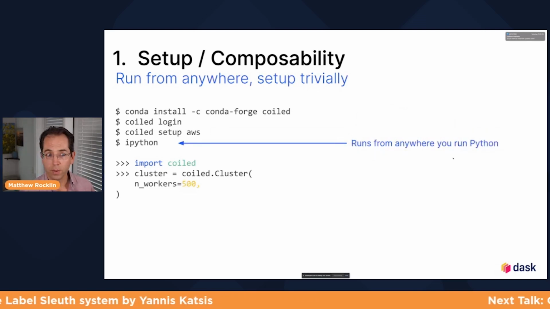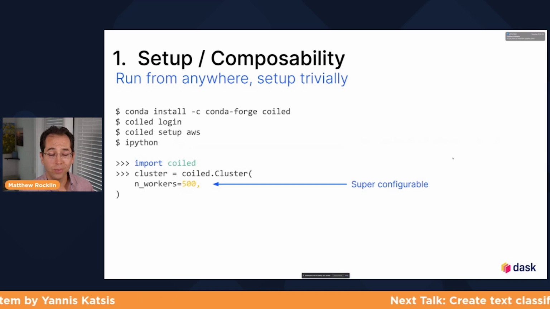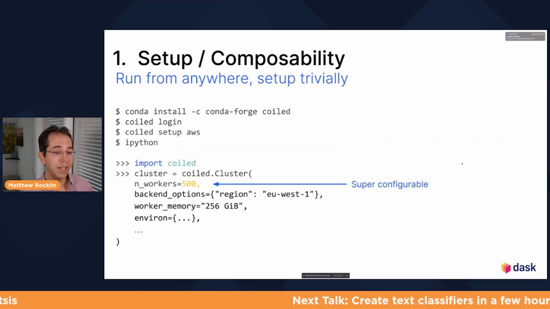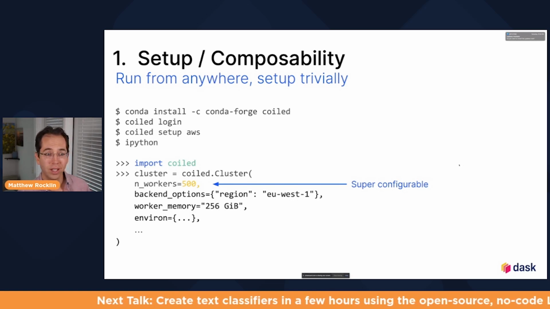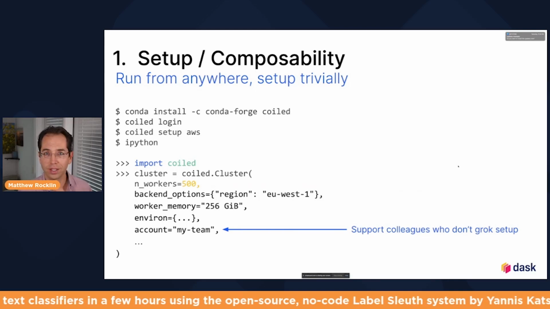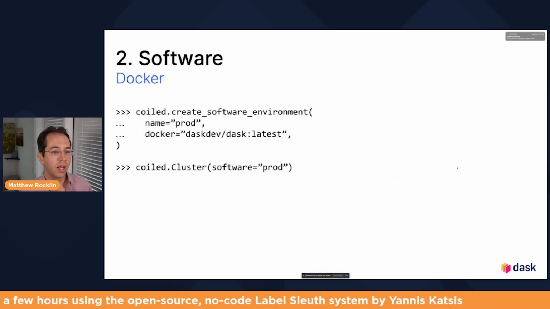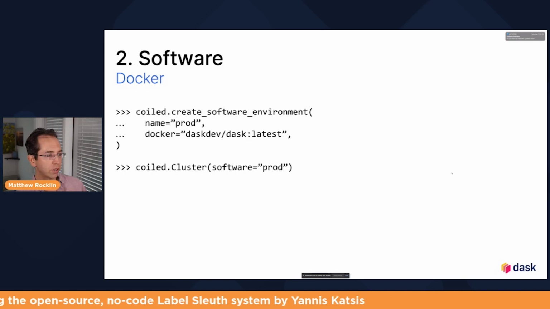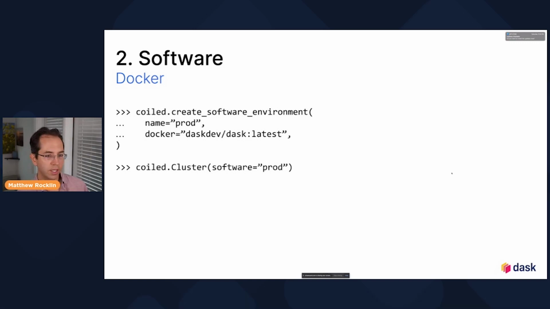Once you're there, you can run it from anywhere. Coiled is super configurable. You can have lots of different machines, and you can be pretty prescriptive with where you want those machines to live, what kind of machines you want, what instance types you want. And you also support colleagues that don't understand things. I'm going to pass through a bit of this quickly just because it takes some time.